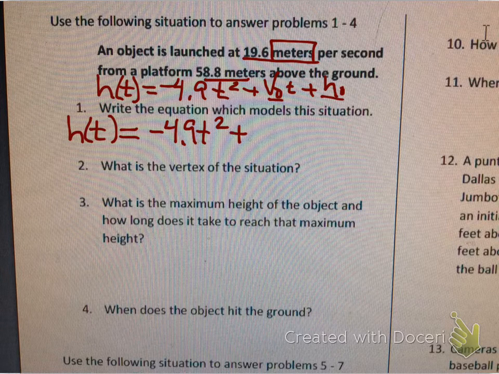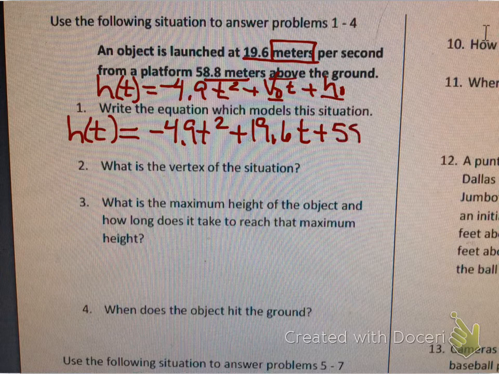Again, it's launched at 19.6 meters per second. I should really come up with one that should have you not doing that. Plus, it's 58.8 meters above the ground. There's your situation. Okay, so again, how would I go about finding the vertex?